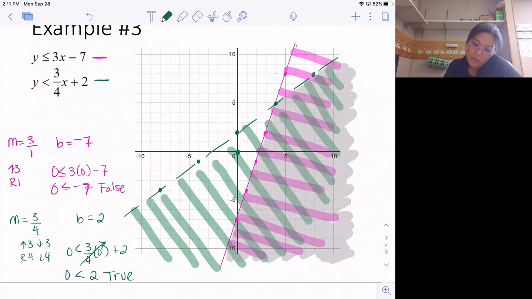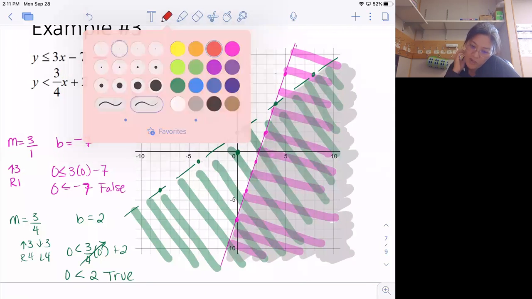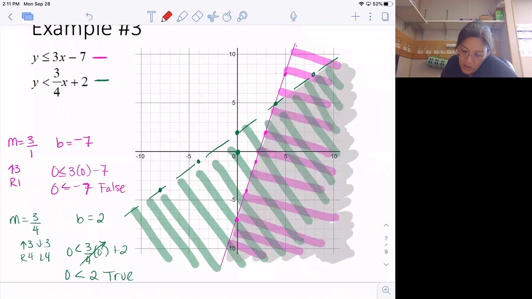So if I were to actually pull out the big guns, let's pick out this red. This point, 5, 0, is a solution. This point, 7, -5, is a solution. This point, 8, 6, is a solution. All of those points are solutions to the inequality system.